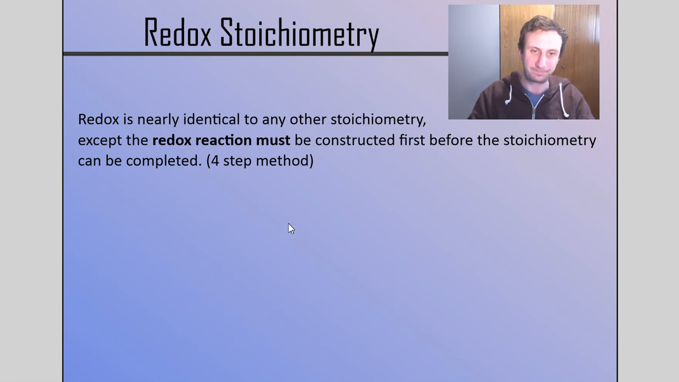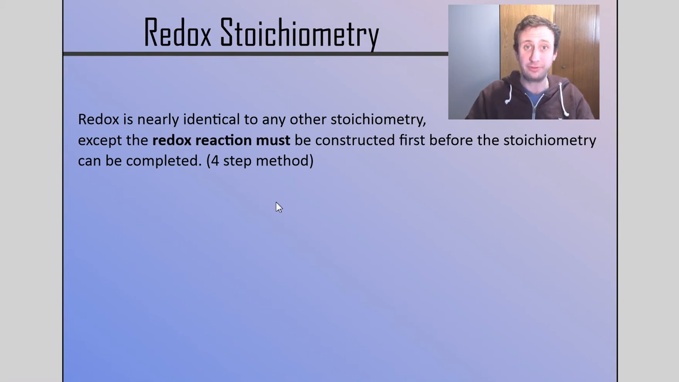to the sample. So redox stoich is nearly identical to other stoichiometry, except that we have to build the redox reaction first using that four-step method we learned in a previous lesson before we can do the actual titration. So that means we need to list our major entities. We have to find the strongest OA, the strongest RA. We've got to combine it to make a net. And then at that time, we can actually start with the titration stoich itself.